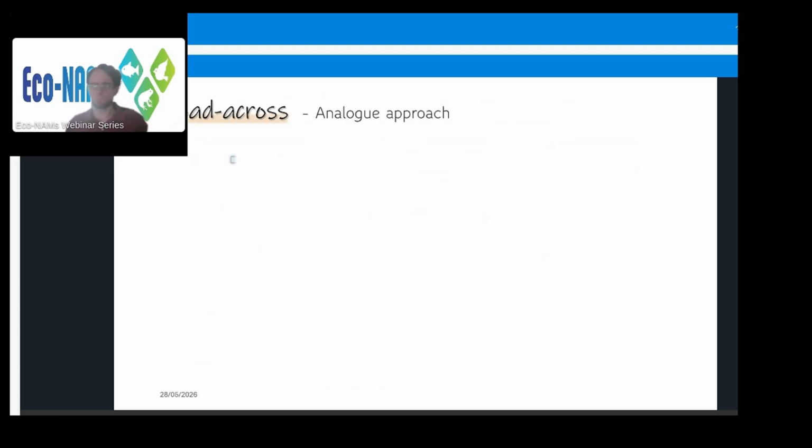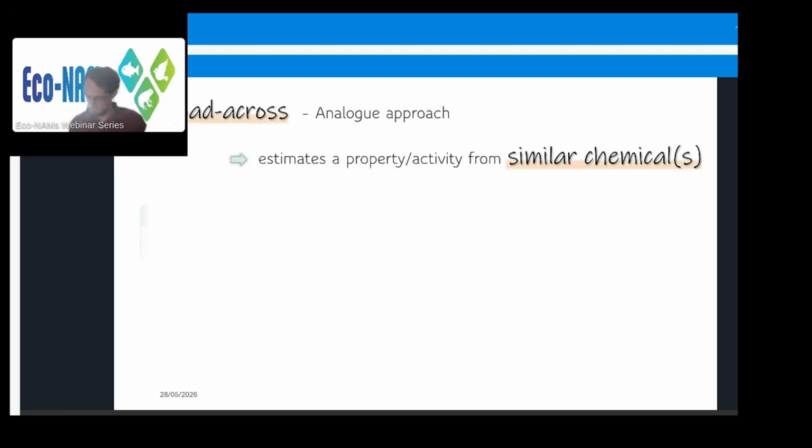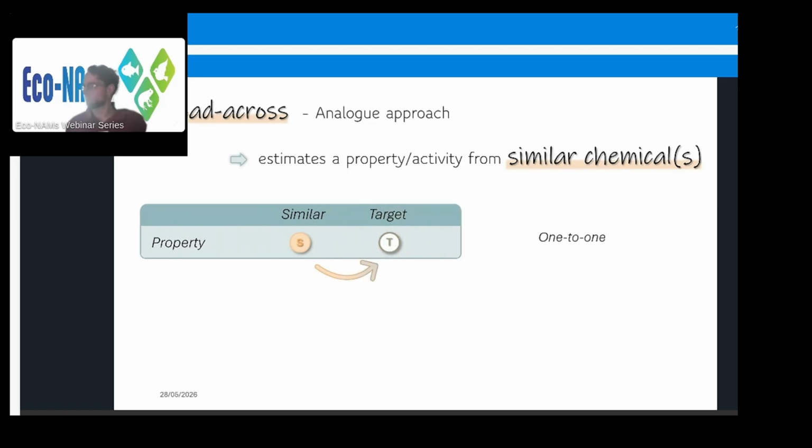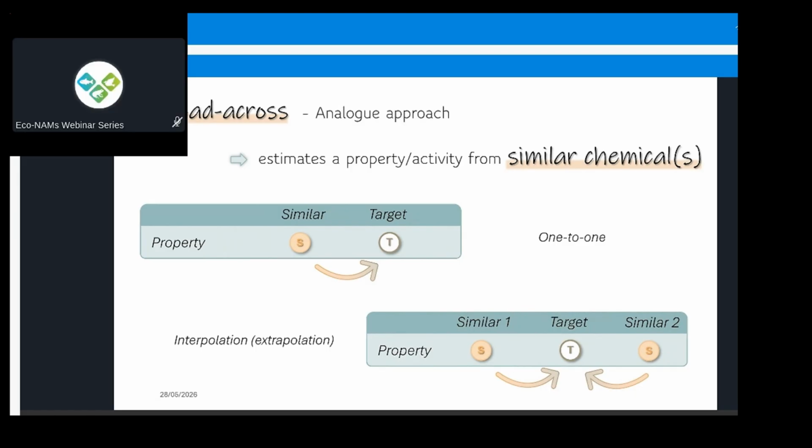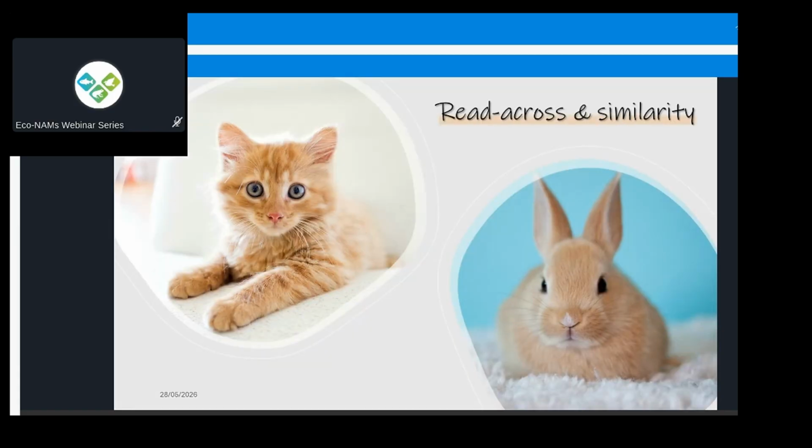The first tool is for read-across, in particular for the analog approach. Read-across allows the estimation of a property or an activity, like the fish acute toxicity, for a target chemical starting from one or a few similar chemicals, also known as sources. So read-across is based on similarity, and here is where the problem arises, because there is no universally accepted definition of similarity.